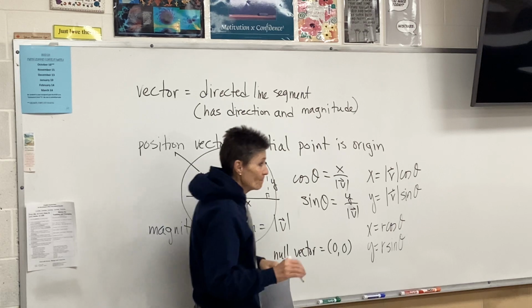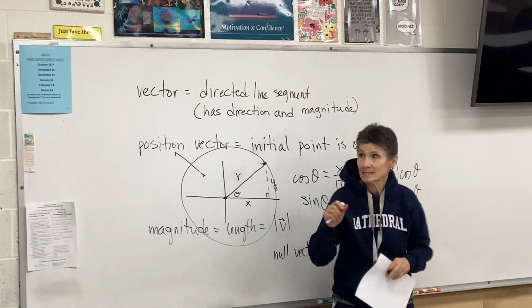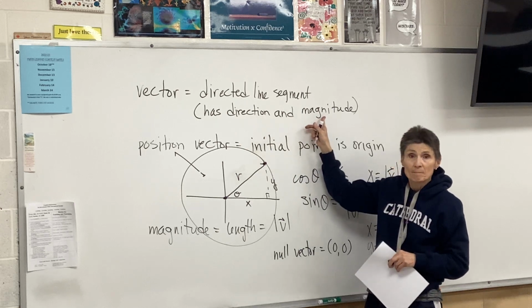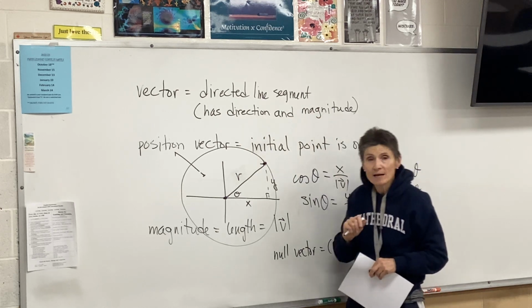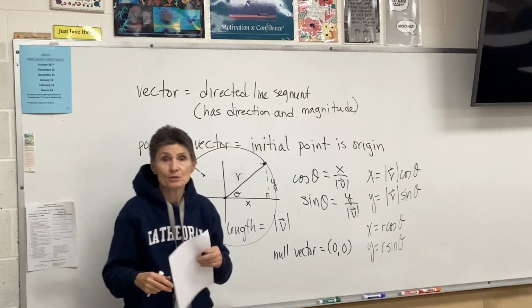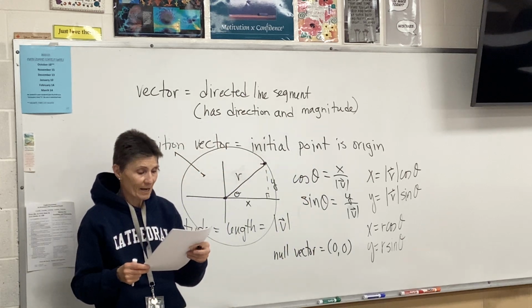Equivalent vectors are vectors that have the same direction and the same magnitude. So two vectors that have the same direction and the same magnitude are equivalent vectors.